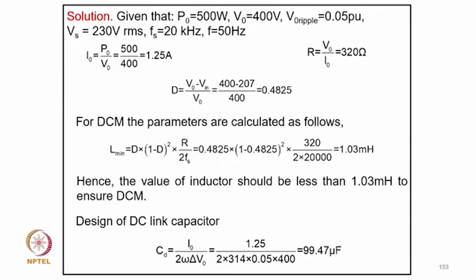So after the design, these are the waveforms, and this is the solution. You have I equal to P upon V, that comes 1.25, and RO equal to V upon I, that comes 320 ohm, and D equal to VO minus V in divided by VO, so it comes 0.4825.